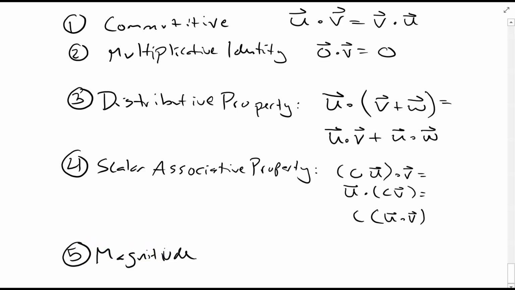And the last one is the magnitude. And this says that u dot u is equal to the magnitude squared.